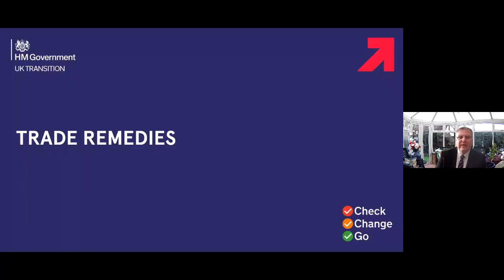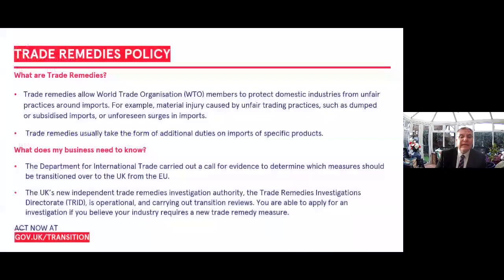Lastly, I'm going to cover trade remedies. Trade remedies allow World Trade Organization members to protect domestic industries from unfair practices around imports. For example, material injury caused by unfair trading practice, such as dumped or subsidized imports or unforeseen surges in imports. They usually take the form of an additional duty placed on imports of specific products.